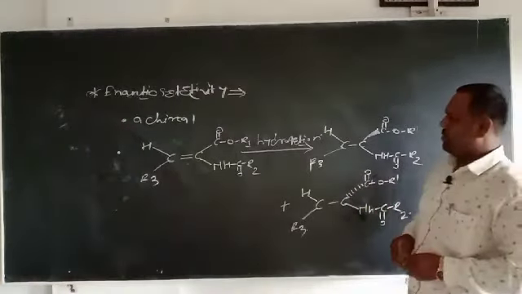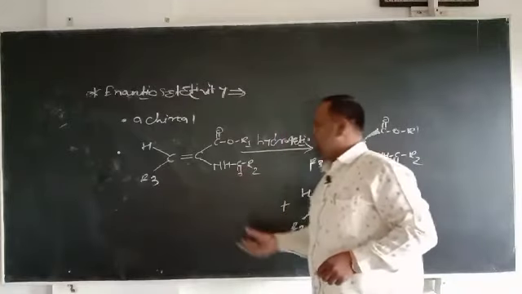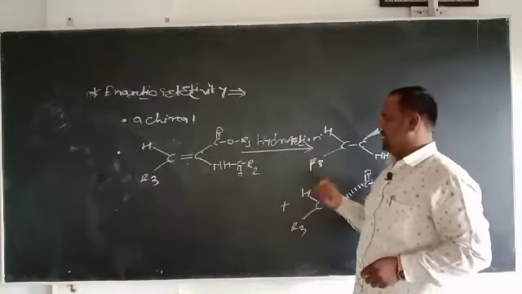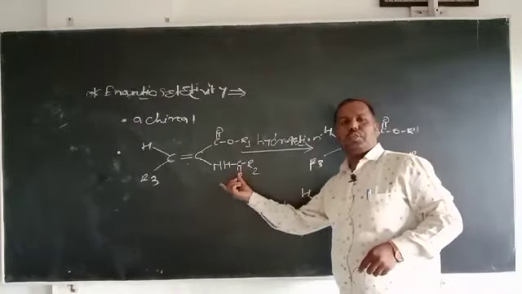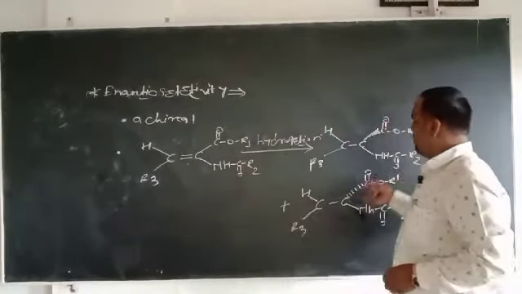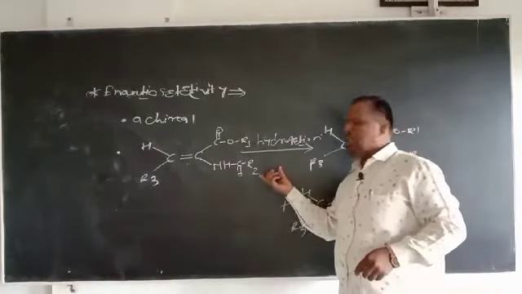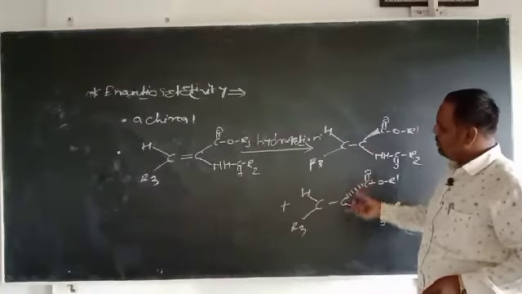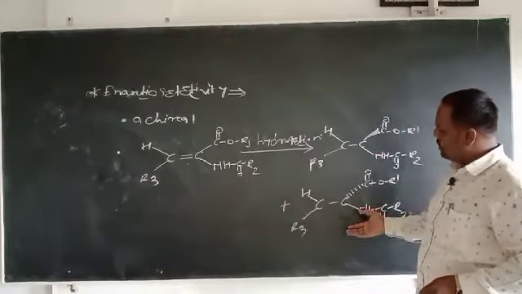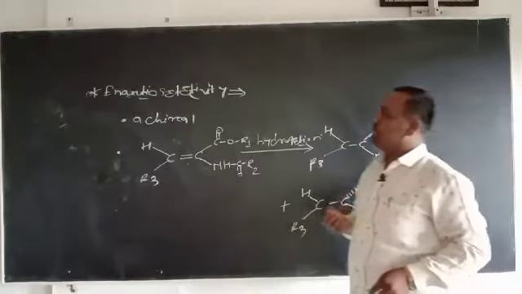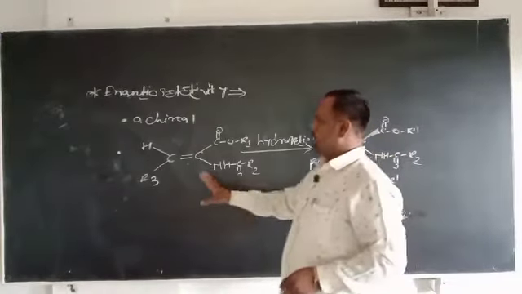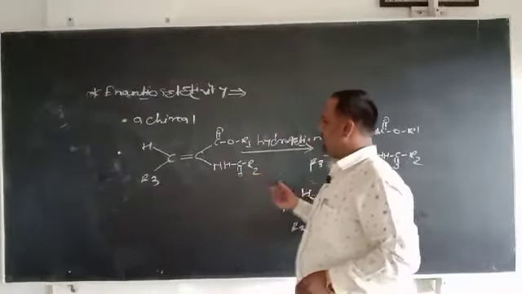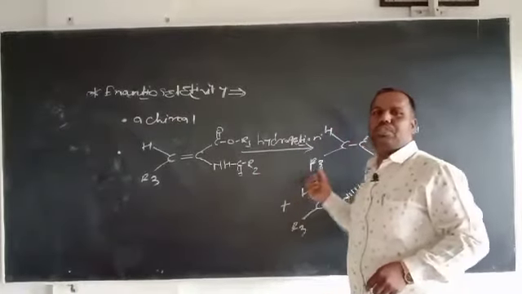So if the substrate is achiral, and in the presence of a catalyst this substrate undergoes a hydrogenation reaction, we get products that are enantiomers of each other. They are mirror images of each other. This is enantioselectivity: when an achiral substrate reacts in the presence of a catalyst, it gives enantiomers.